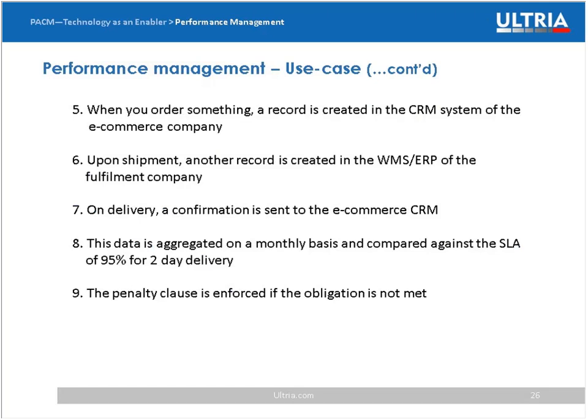Right, on the close of that order, that order is sent to the fulfillment company. When that fulfillment company ships, and this is stage 6, there's a record created in their warehouse management platform or their ERP. On delivery, a confirmation of the delivery is sent back to the e-commerce company, received in their CRM. The data is simply aggregated on a monthly basis, measured against the SLA of 95%, and then the penalty clause is enforced.